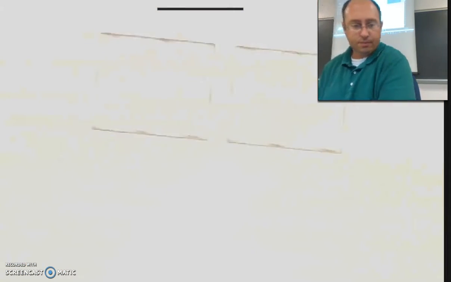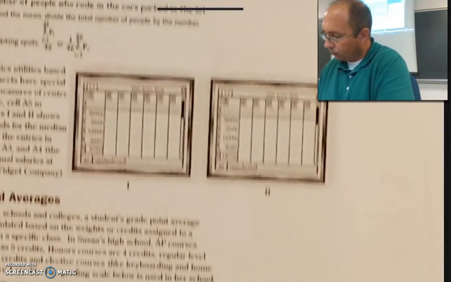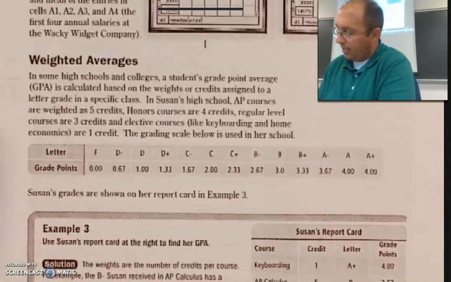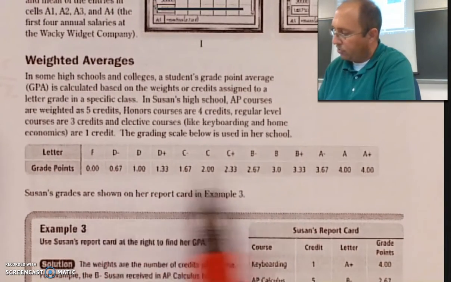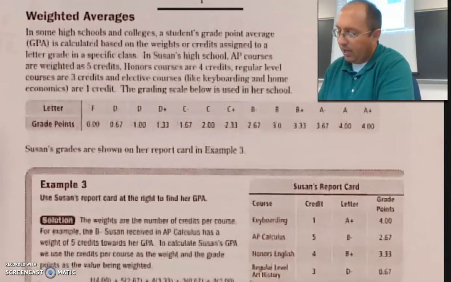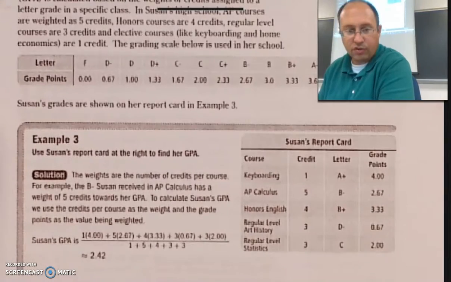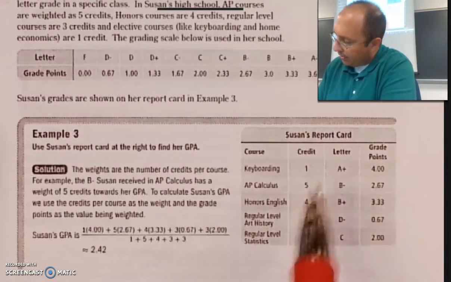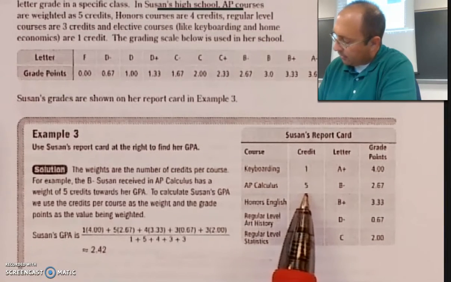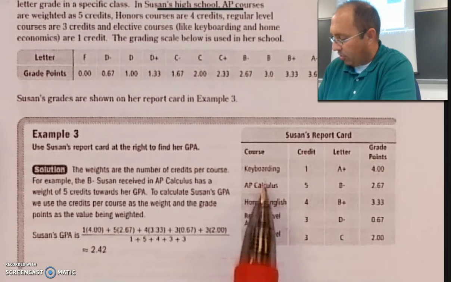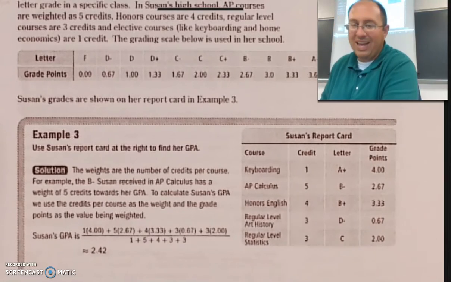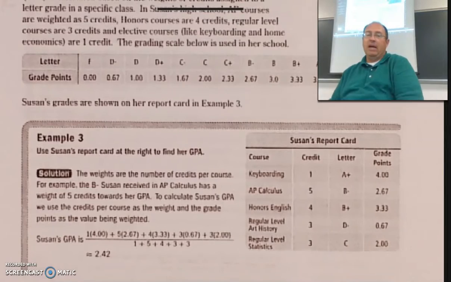Okay, so weighted averages. Here's a situation where they have letter grades and the point values attached with those letter grades on a 4.0 scale. It says Susan's grades on her report card are shown in example 3. So in her keyboarding class, she got an A+, and in AP Calculus, which is obviously a little bit tougher than keyboarding, she got a B-. Well, they should be weighted differently. They should not be the same amount.